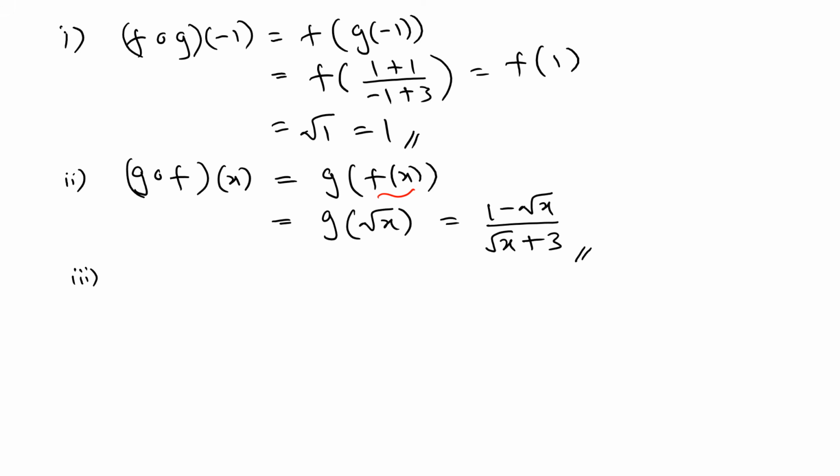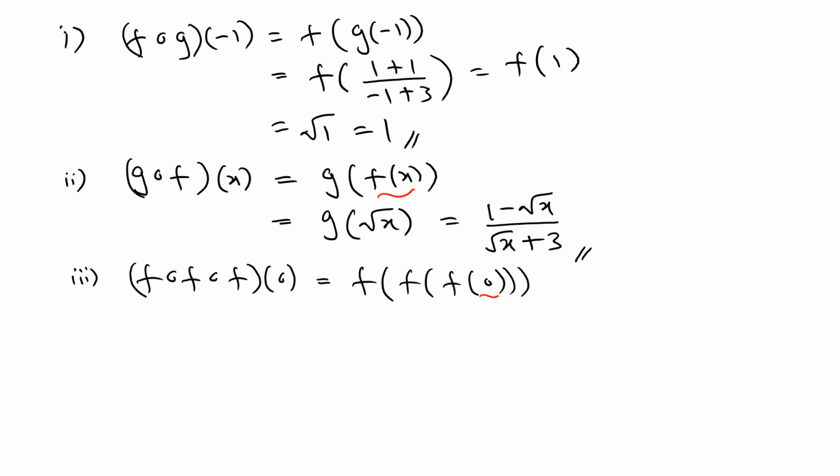And part 3. From part 3, we're going to get f of f of 0. Again, by the definition, we're going to plug in 0 into the f function. That's going to give you 0 because of the square root of x. And again, we're going to plug in 0 into the f function. That's also going to give you 0. And then this is going to give you 0. Good.